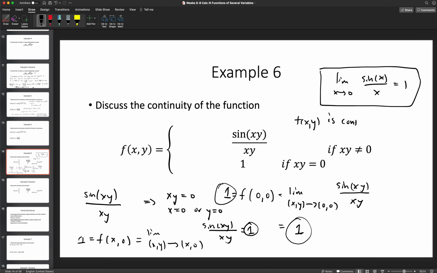And when you say that, it means that it's continuous at all points everywhere on its domain. So its domain is all real numbers, and it's continuous for all real ordered pairs that consist of real numbers.